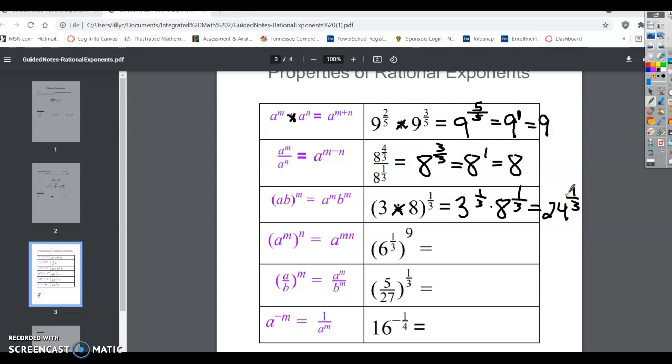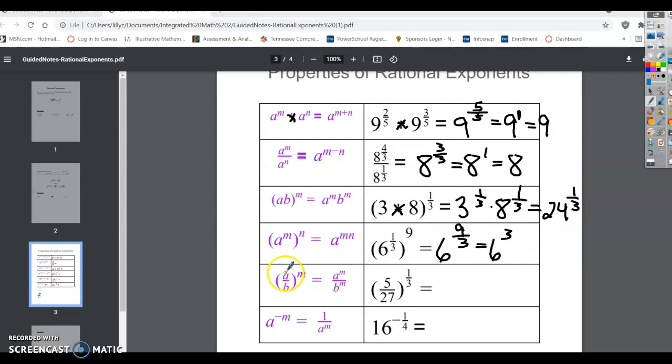All right, now you've got a power raised to another power, so you multiply the powers. So keep our base. 1/3 times 9 is 9/3. 9 divided by 3 is 3. All right. And you could evaluate that, but right now we're just looking at properties of exponents.